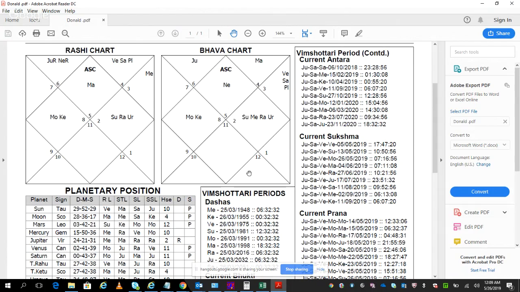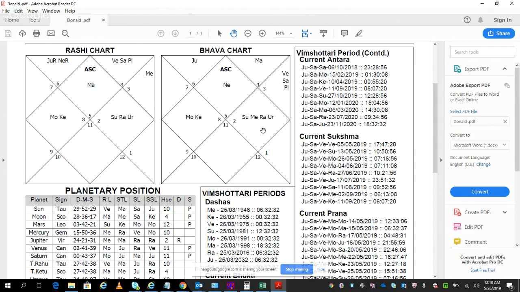Now we need to see the dispositor or the planets which are sitting in the 10th house, they are also very strong, giving the result of the 10th house. Now we will see which planets are sitting in the 10th house: Sun, Mercury, and Rahu. We need to see the Bhavchalit chart here. So Rahu, Mercury, and Sun, these three planets are sitting in the 10th house. They are very strong contenders to give the result of the 10th house, that we need to see.